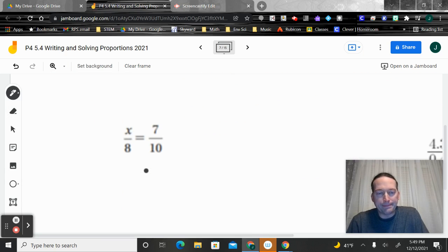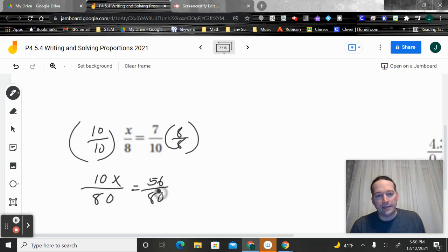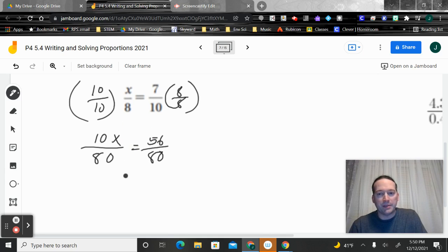Now, when I was in middle school, your parents were in middle school, this is the way they were taught, using cross products. Remember, we used cross products the other day. And we said really what cross products is, you're getting a common denominator, where you're multiplying both sides by the other denominator. Here you're getting 10x over 80 is equal to 56 over 80. And we know that when you have common denominators and it's equal, then the numerators have to be equal to one another. So here you can solve with 10x equals 56, divide both sides by 10, and x equals 5.6.